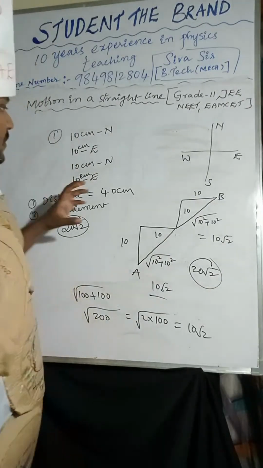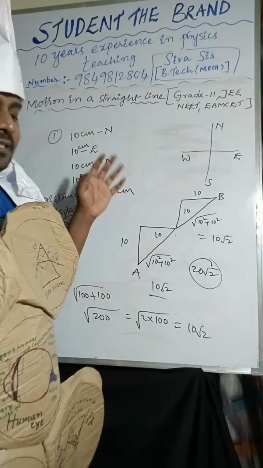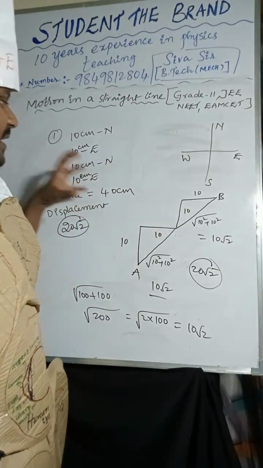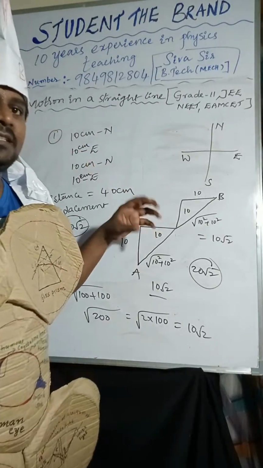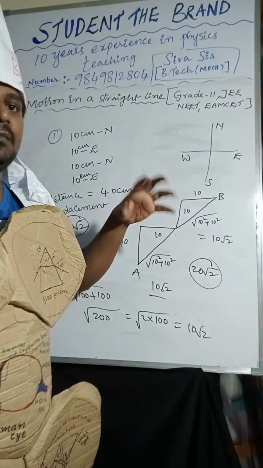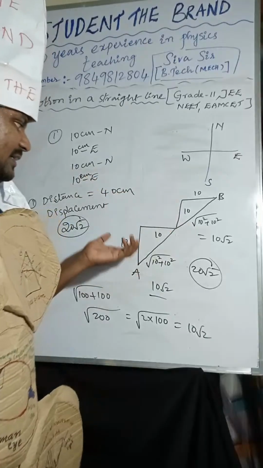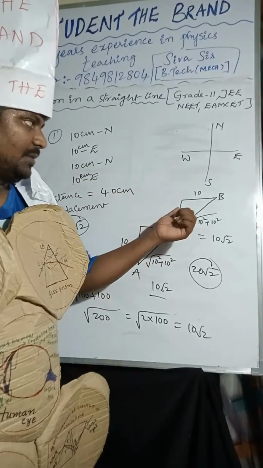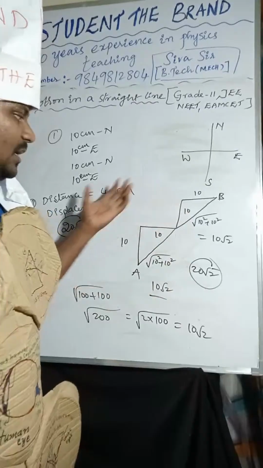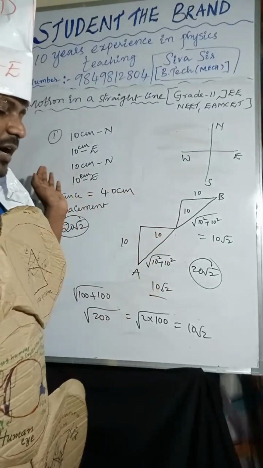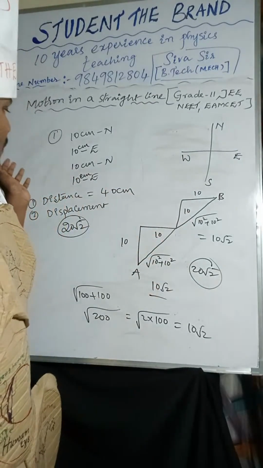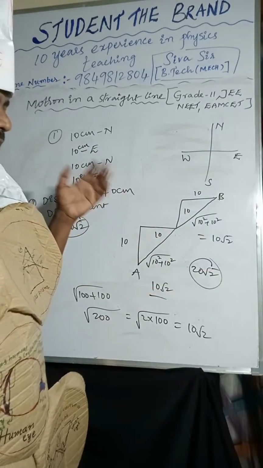Observe, understand. So distance and displacement, finding is compulsory. Distance means simple term: you must add all the distances. So 10 plus 10 plus 10 plus 10. Total how much? 40. Total is 40 centimeter.